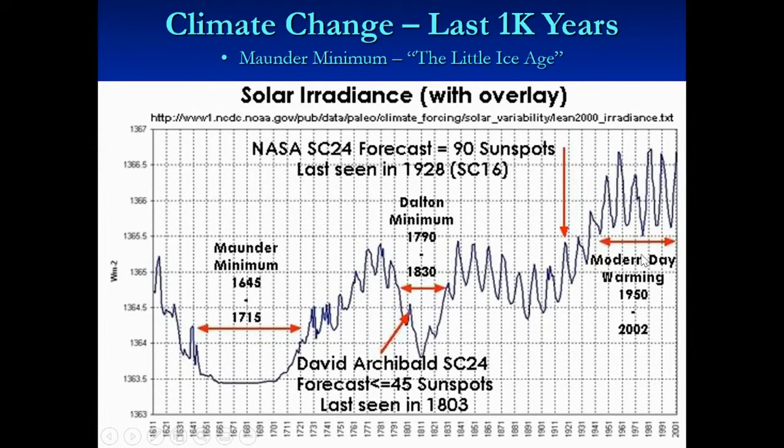Today, we are in a modern warming period. We would expect the sun to be more active, and it is. There was a period back in the 1600s called the Maunder Minimum. It's also known as the Little Ice Age. And it's thought that the Earth was going to go back into an ice age at that point because there were such low temperatures. Volcanic activity is thought to be a part of this.